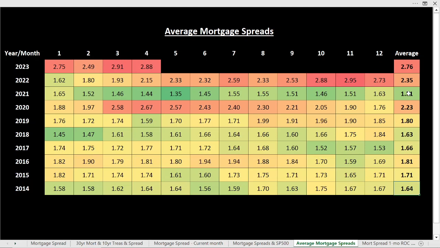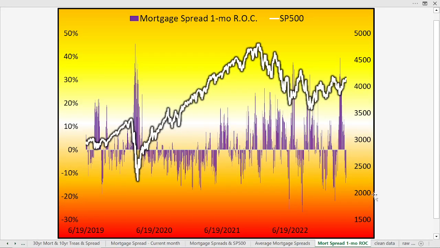Now, we fast forward to 2020. We had that big stock market crash. The average for the whole year was 223. Notice how the mortgage spreads exploded in March, 258, 267 in April as well. In 2021, we had a recovery, but now we see the average so far for the year, 2023, is 2.76%. The average in April is 288. The average last month, 291. So we're very much above the historic averages for mortgage spreads.